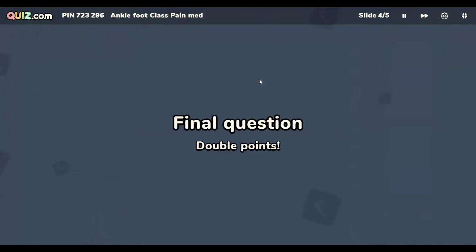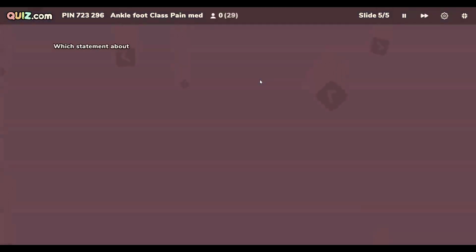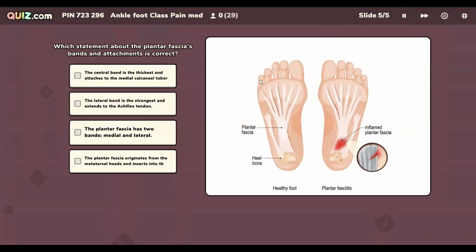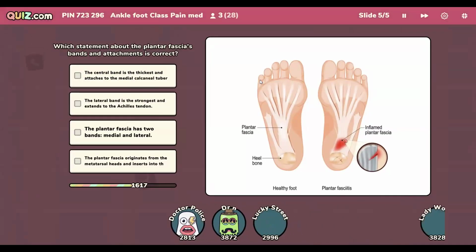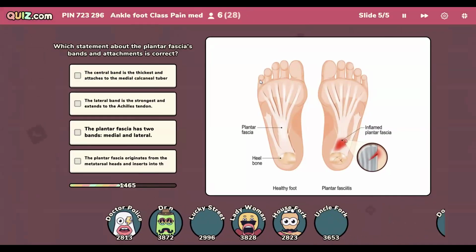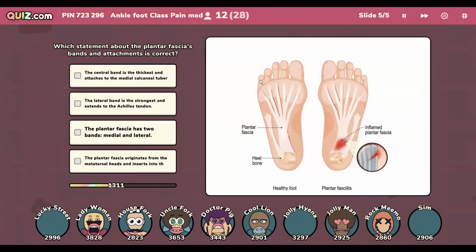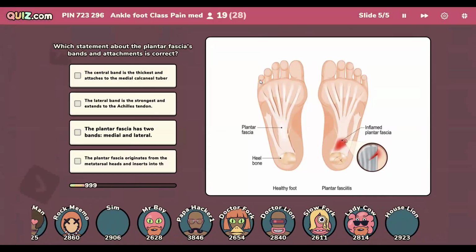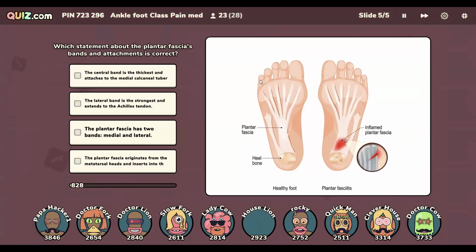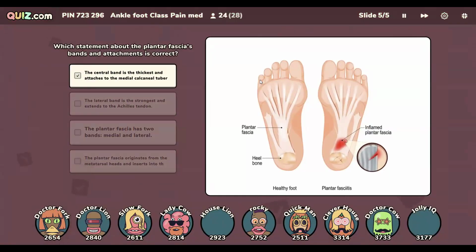Final question. Double points. Which statement about the plantar fascia's bands and attachments is correct? The central band is the thickest and attaches to the medial calcaneal tuberosity.